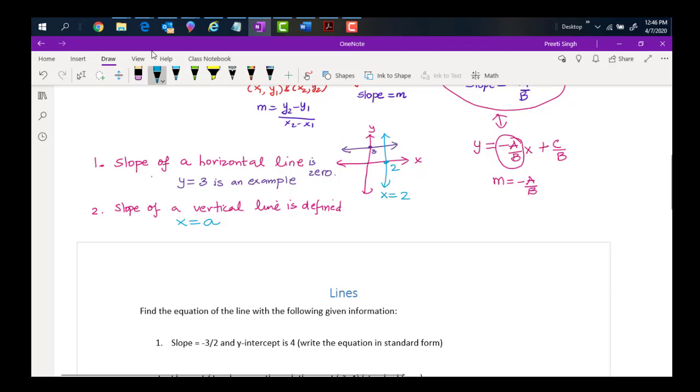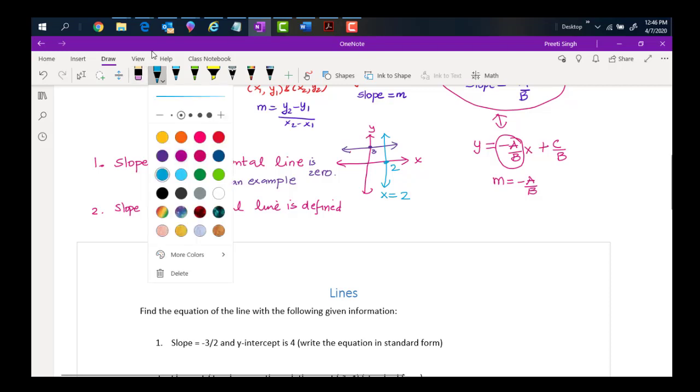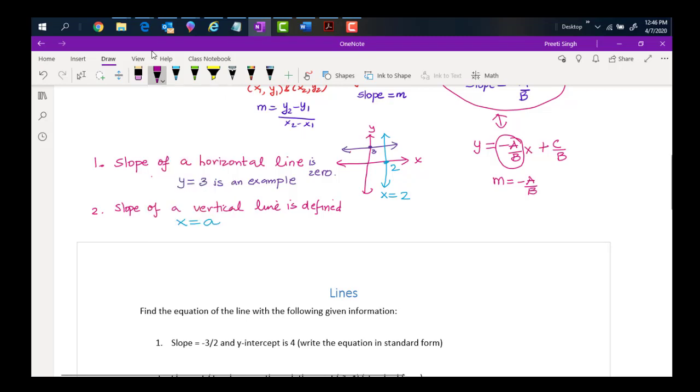The third one that I want to cover is parallel lines and perpendicular lines. If you have two parallel lines, their slopes are the same. Their steepness is the same. The change in y by change in x is the same. So two parallel lines have the same slope. Now, let me give you an example of two parallel lines.